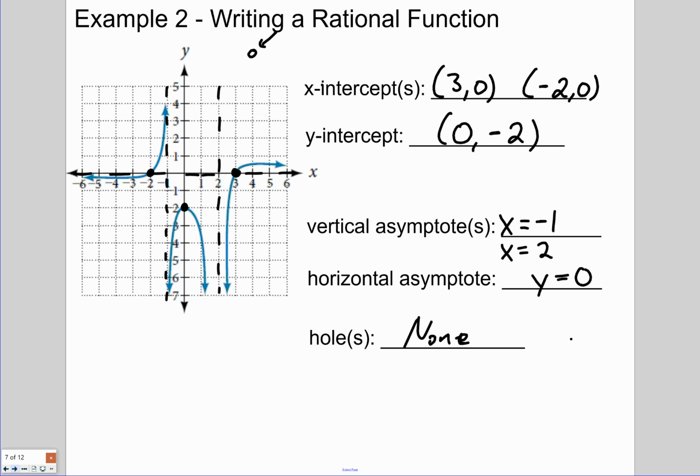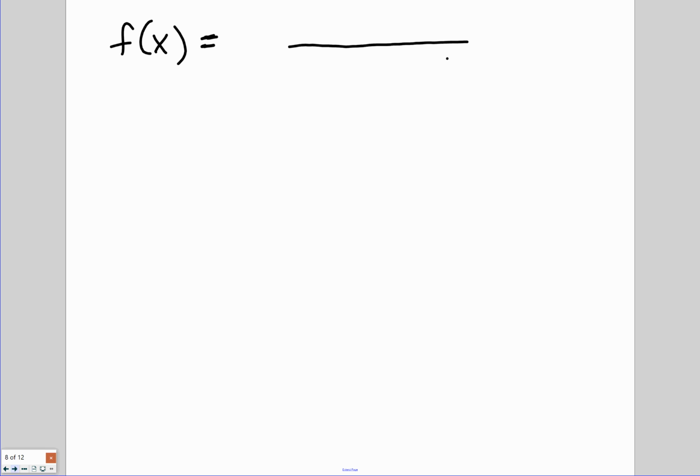So when I look at 3, 0, I always want to think opposite when I write this as a root. So I see 3, 0, so I'm writing x minus 3. And what am I writing for -2, 0? x plus 2. Very good.